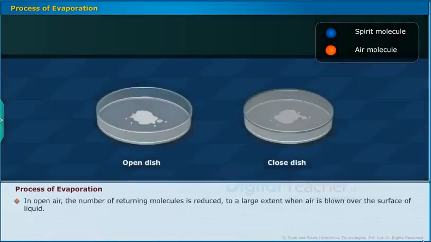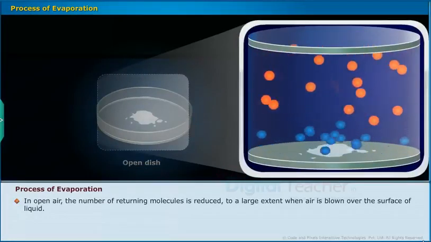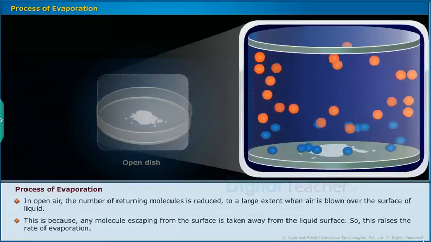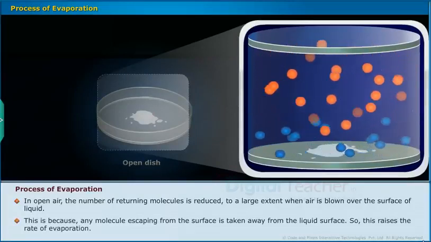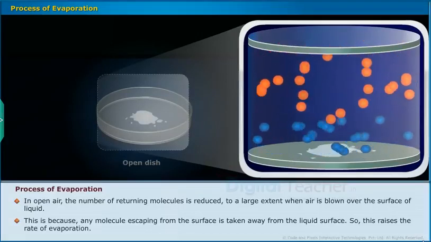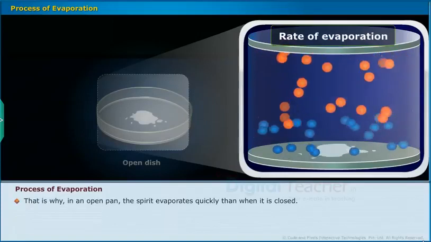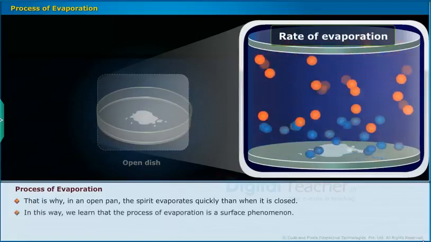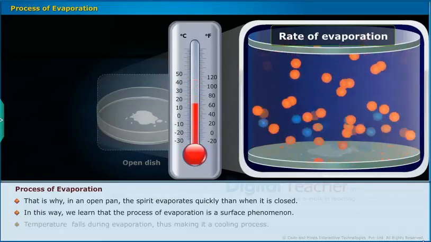In open air, the number of returning molecules is reduced to a large extent when air is blown over the surface of the liquid. This is because any molecule escaping from the surface is taken away from the liquid surface, so this raises the rate of evaporation. That is why in an open pan, the spirit evaporates quicker than when it is closed. In this way, we learn that the process of evaporation is a surface phenomenon.